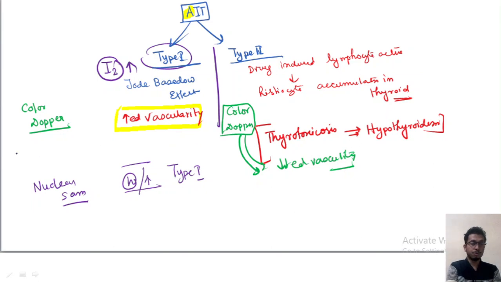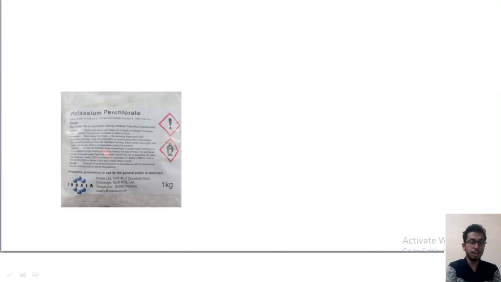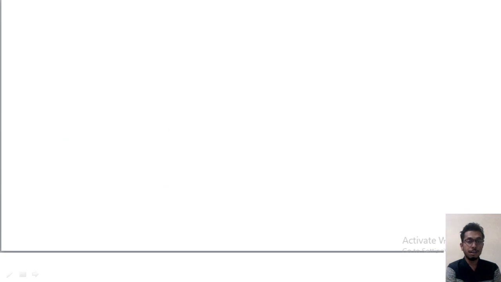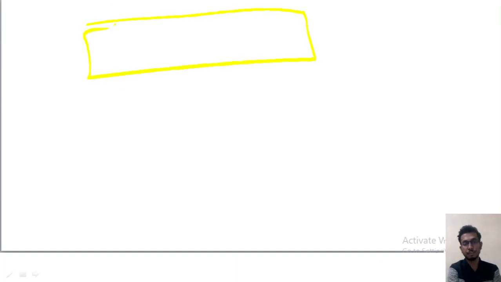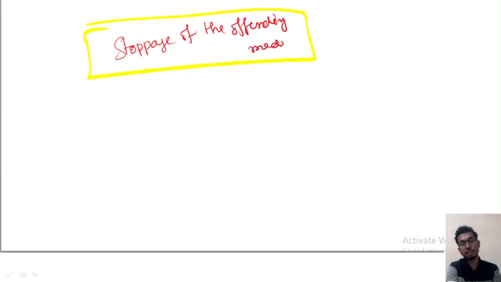Okay. So coming to the management part, it is very much simple. First of all, in any case, go for stoppage of the offending medication, that is, stop the amiodarone.